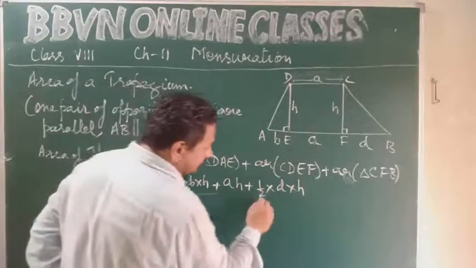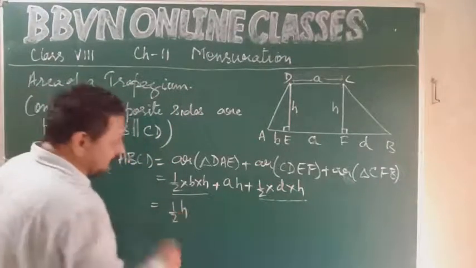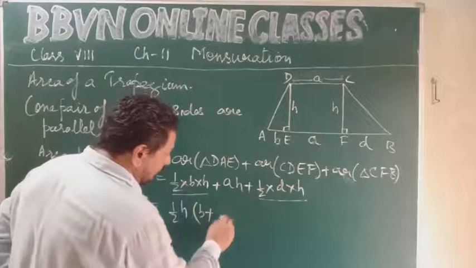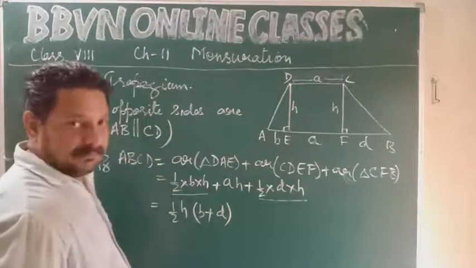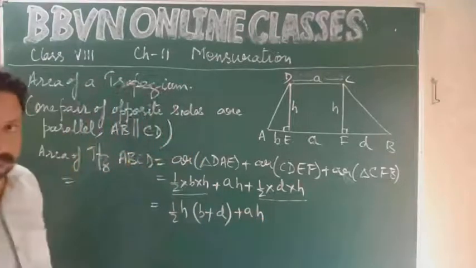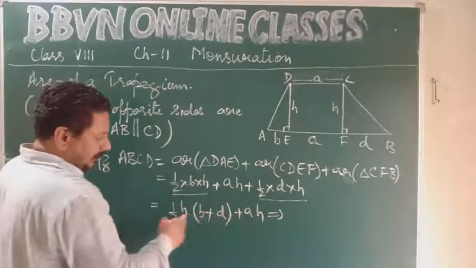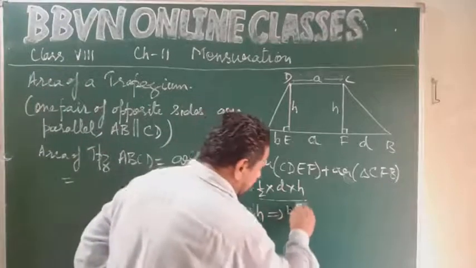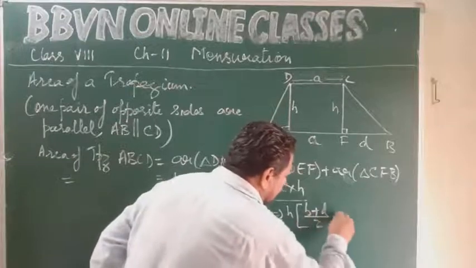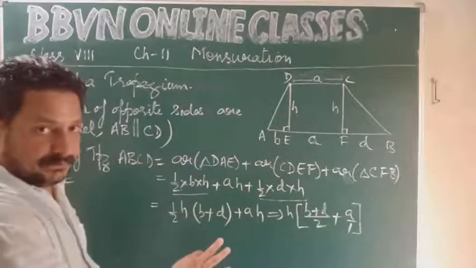Now in these two, I can take half h common, 1 upon 2 h. What am I left with? b plus d. Okay, b plus d. Plus I have ah. Right? Now, I will do one thing. Again I can take h common. h taken common. What am I left with? b plus d upon 2 plus a. Right, children? I hope you understood up to here.